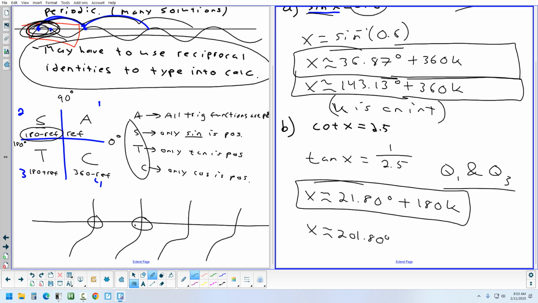That didn't work up here. If you add multiples of 360 to 36, you will never get 143. Those are two different answers. But these are exactly the same answer. So you don't need to write that second one because it's included in the first one. That's something we have to check when we write our final answer, making sure we're not writing the same answer twice. But that's how you do the cotangent of 2.5. We can practice some more of those tomorrow.